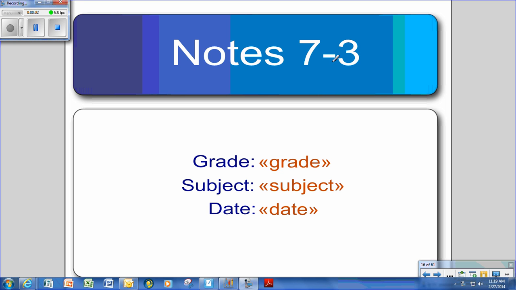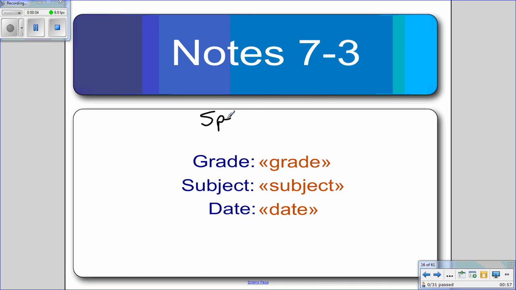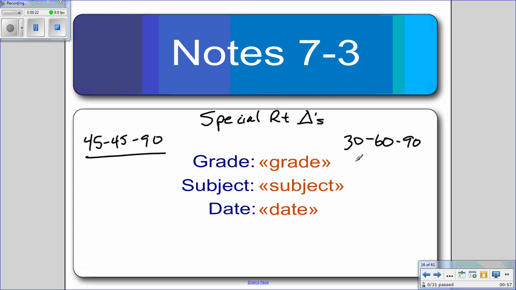Today's lesson is on 7.3, which is special right triangles. And there are two types of special right triangles. There's the 45, 45, 90 and the 30, 60, 90. In today's lesson, we're going to focus on the 45, 45, 90.